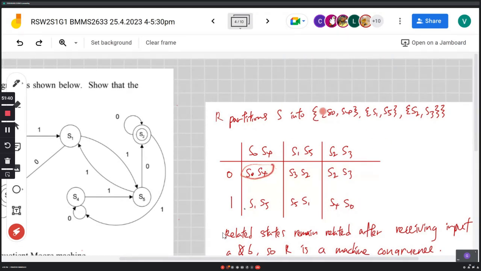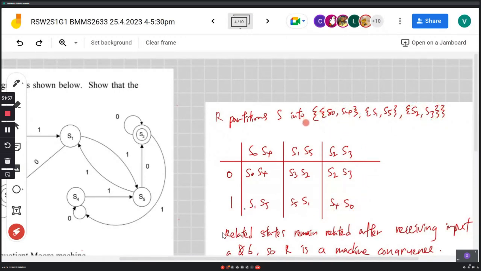Here, 0 and 4 are in one group, right? 1 and 5 are also in one group. This one, 3 and 2, also in one group. 5 and 1 in one group. 2, 3, 1 good. 4, 0, 1 good.